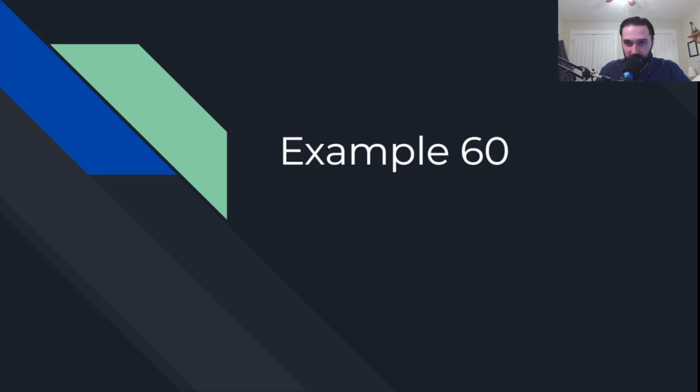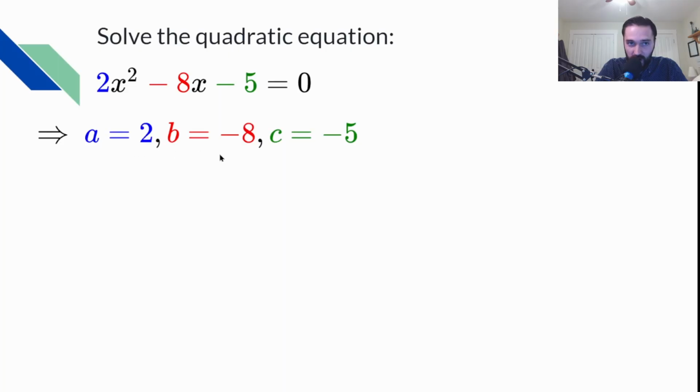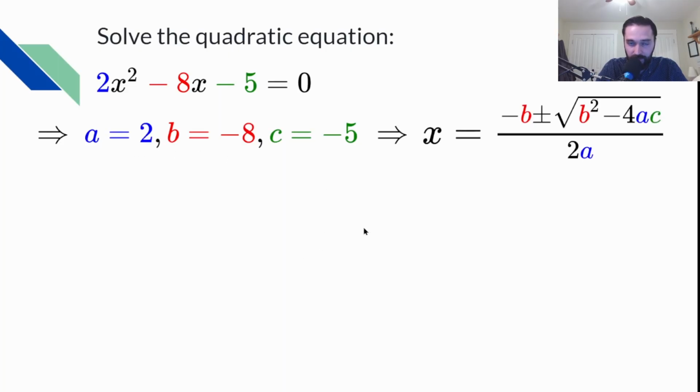All right, example 60. Here we're asked to solve the quadratic equation 2x squared minus 8x minus 5 equals 0. All right? This quadratic equation is already in standard form for us. Okay, so we can just write down our values for a, b, and c. All right? And then we'll use the quadratic formula to get our values for x.